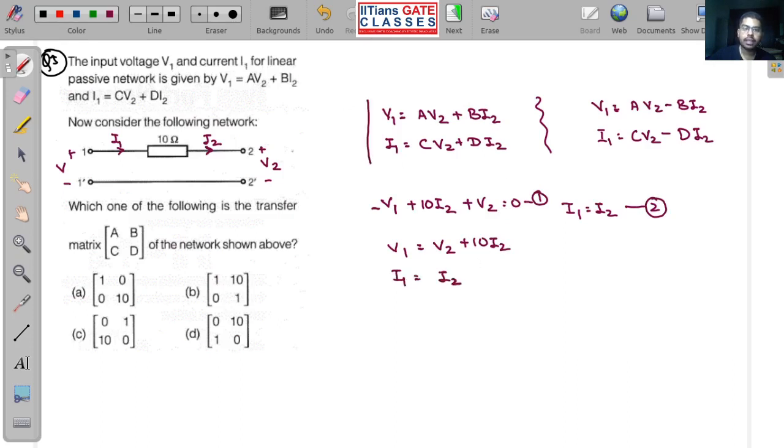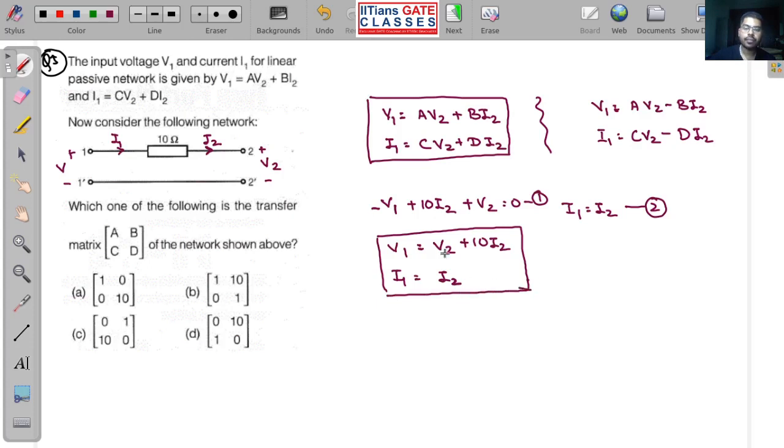So look at this set of equations and this set of equations. Look at both of them. So what are you going to have? A is equal to 1, B is equal to 10, C is equal to 0 and D is equal to 1. So which option? 1, 10, 0, 1. So option B is your correct answer.